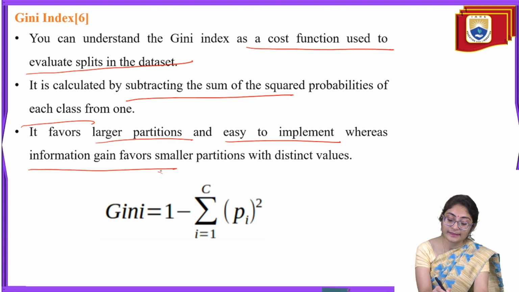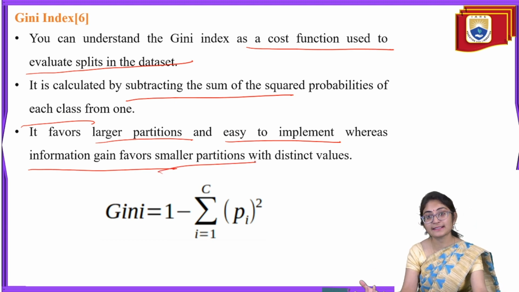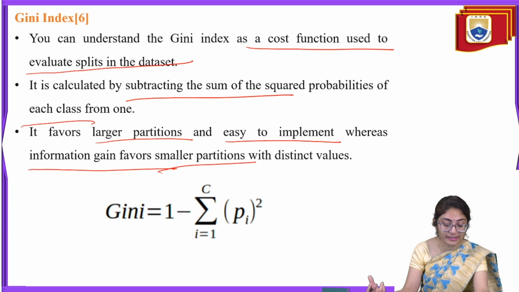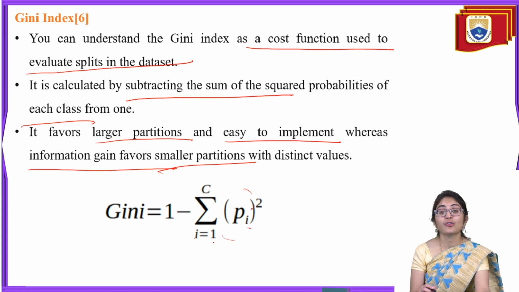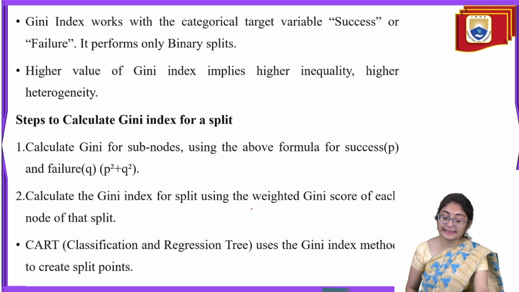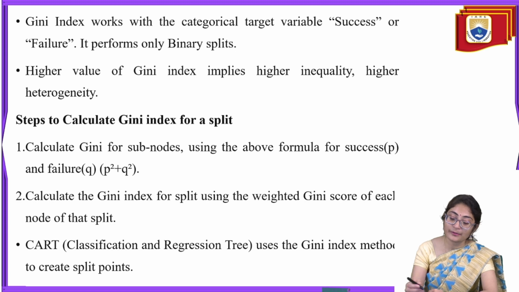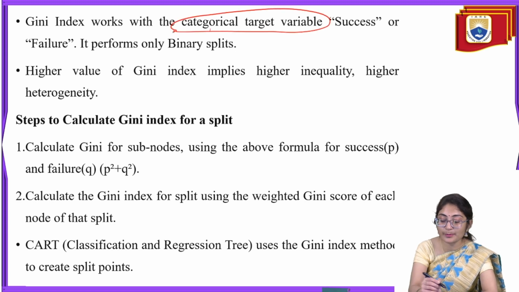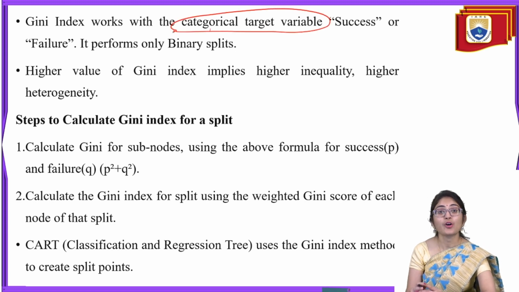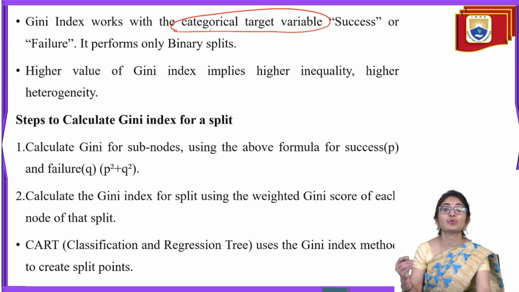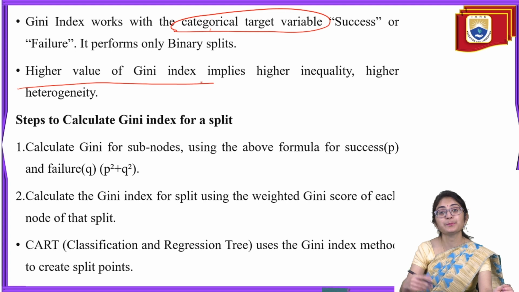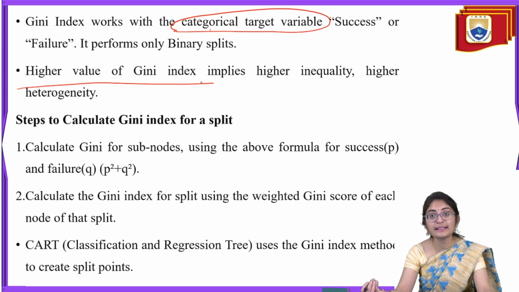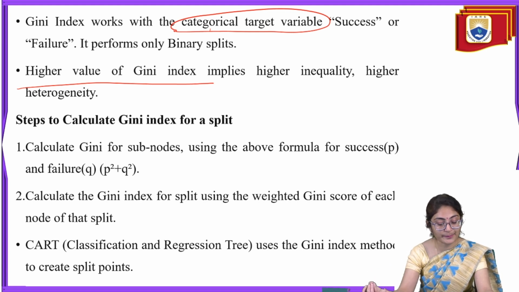Gini Index is equal to 1 minus the summation of i equal to 1 to C of P of i whole square. The Gini Index generally works with a categorical target variable, that is success or failure. It performs only binary splits, and a higher value of the Gini Index implies higher inequality or higher heterogeneity.